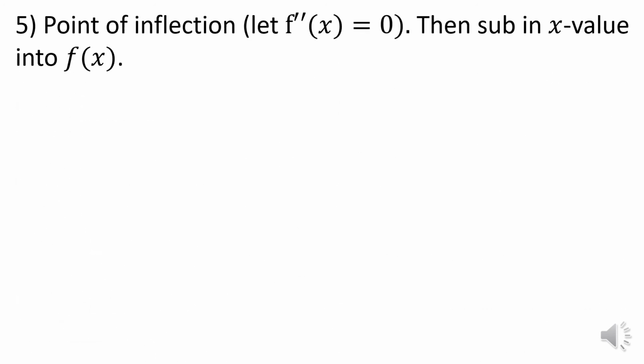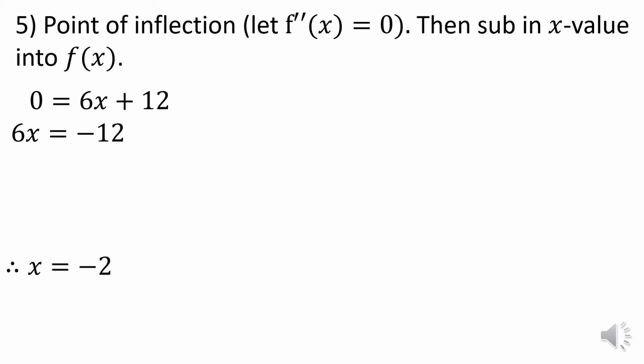Number 5, the point of inflection. In order for us to calculate the point of inflection, we need to let the second derivative equal to 0, then substitute in an x value into the original function. So, we let the second derivative equal to 0, so we have 0 is equal to 6x plus 12. 6x is equal to minus 12, and now we're just solving for x, so x is equal to minus 2.